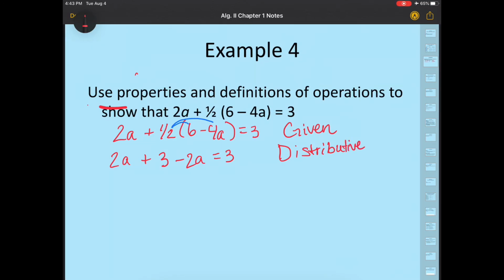Then what I want to do here is kind of rearrange stuff. And if you remember back up in our properties, to rearrange or kind of flip-flop, we put them beside each other. We call that the commutative property.